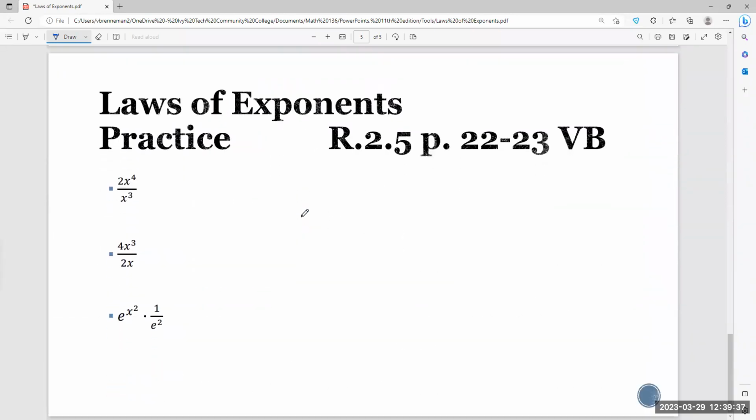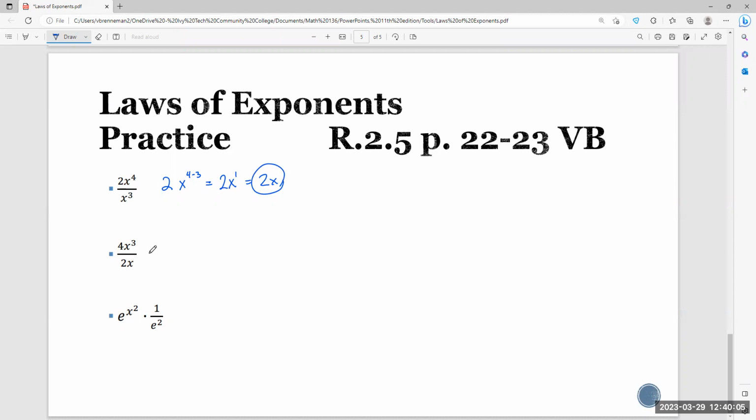And then 2x to the 4th over x cubed. When you have different bases, so like a number is kind of its own base, and then any individual variable is its own base. So the 2 is just the 2. The x to the 4th over x cubed is x to the 4 minus 3. So that's 2x to the 1, or just 2x.